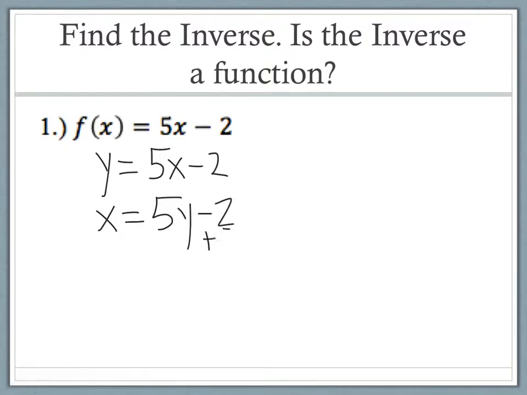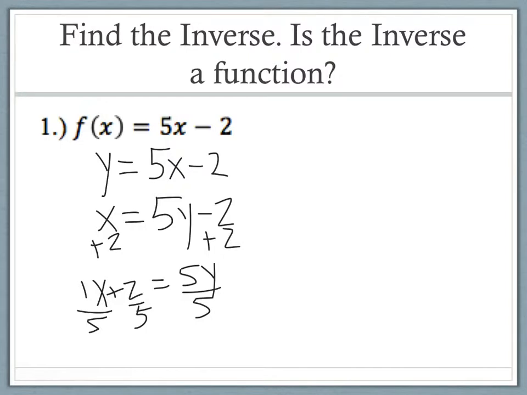So we're going to add 2 to both sides. So we have x plus 2 equals 5y. Now we're going to divide both sides by 5. Okay. So remember, that's a 1x, so I have to divide both of these by 5. So I'm going to have 1/5 x plus 2/5 equal y.